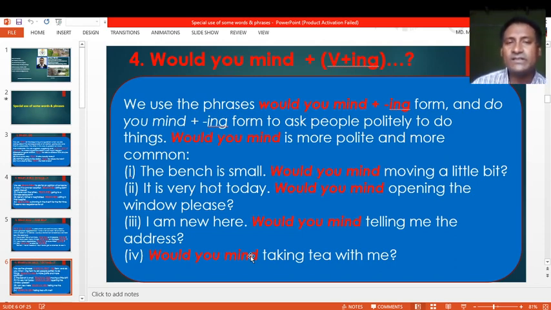We see that the space of the bench is very short. So someone is asking politely to someone, "Please, could you give me a place? Could you give me a side to sit down? Please move a bit." Another example, it is very hot today. Would you mind opening the window, please?